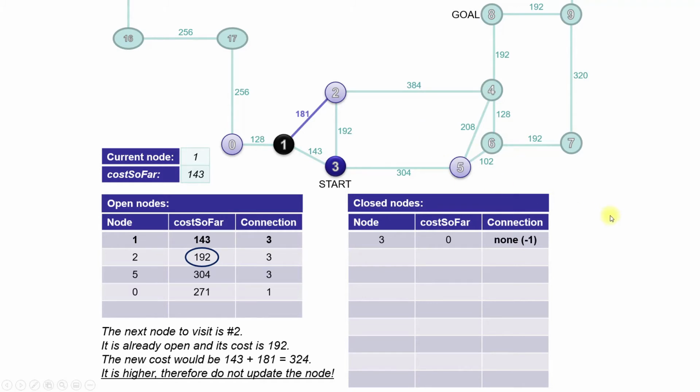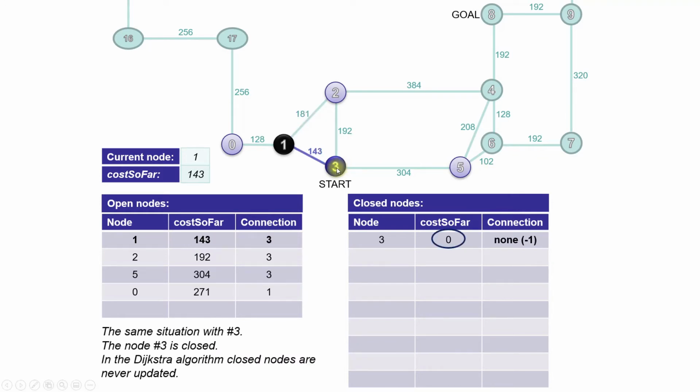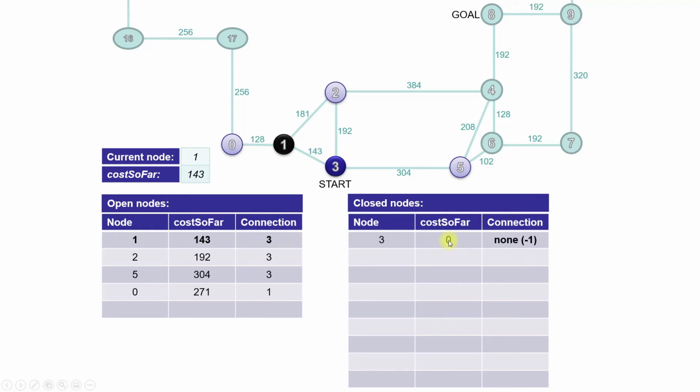The last node to visit in this iteration is node number 3, and we have the same situation here. The original cost so far of this node was 0, so whatever we had now, it couldn't compete with 0. In the Dijkstra algorithm, closed nodes are never updated because this algorithm guarantees that closed nodes have already the optimal route calculated. Okay, we are now ready to nearly finish the iteration.